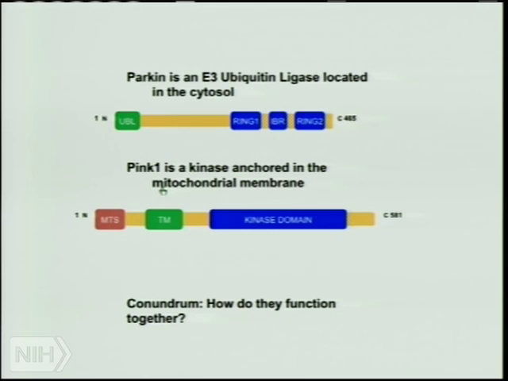And here we've got a lot of hints, because Parkin is an E3 ubiquitin ligase with RING domains, and it's known to be in the cytosol. This is before we worked on it. And PINK1 was known to be a kinase, or at least it had a clear kinase domain, and it had a mitochondrial targeting sequence. And that led Nick Wood and the people who discovered it's mutated in PD to look at it in cells, and indeed it's mitochondrial.